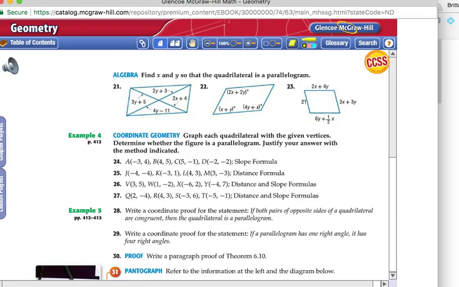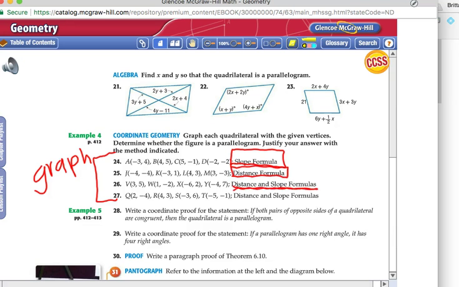Okay, same thing there. On these ones, you have to use graph paper. So grab graph paper under or on the bookshelf up front, and then they're telling you which one you have to use. So if you're using slope formula, you're showing sides are parallel. If you're using distance formula, showing sides are congruent. Sometimes I might ask you for both. Okay, you decide. So make sure you do it the way they ask.